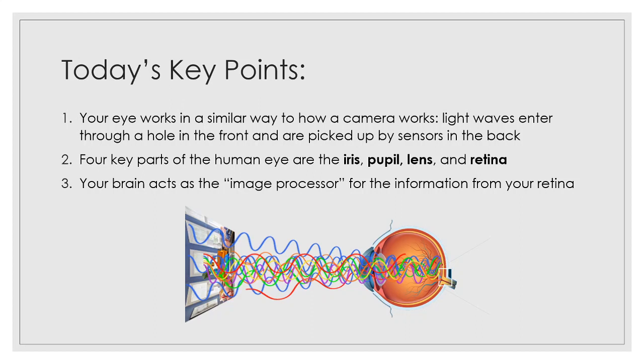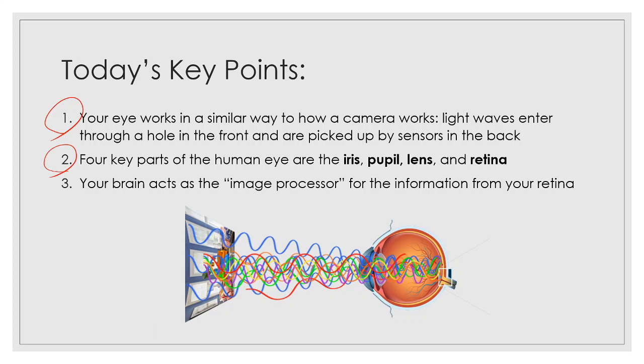First of all, your eye works in a similar way to how a camera works. Light waves enter through a hole in the front of your eye, that's the pupil, and are picked up by sensors in the back. It's only because light is bouncing all over the place that we're able to see anything, because some of that light enters through that hole in our eye and is picked up.